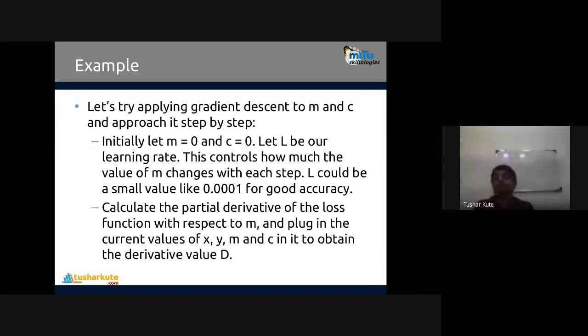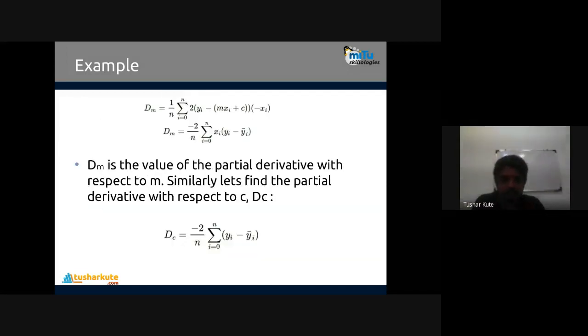Then second step, calculate the partial derivative of the loss function. See here the application of partial derivative that we have seen in the calculus unit. Partial derivative of the loss function with respect to M, and plug in the current values of x, y, m, c to obtain the derivative value D. Here we are calculating the partial derivatives. First of all, Dm is calculated. Dm is the value of partial derivative with respect to m.